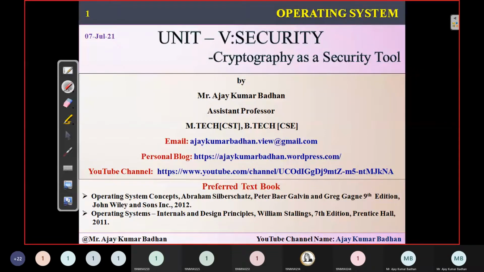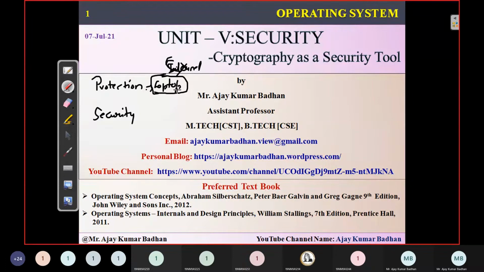In the previous session we already discussed the difference between protection and security, right? What do we mean by protection? Assume that we have a laptop, and that laptop is not connected to the internet. Whatever data is present in this laptop, we need to protect it from what?